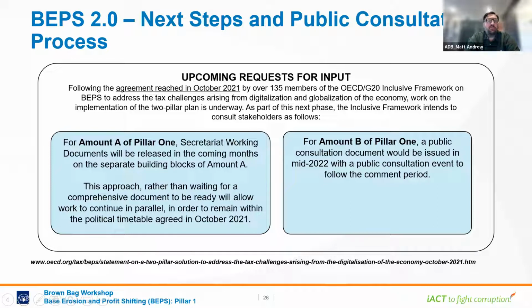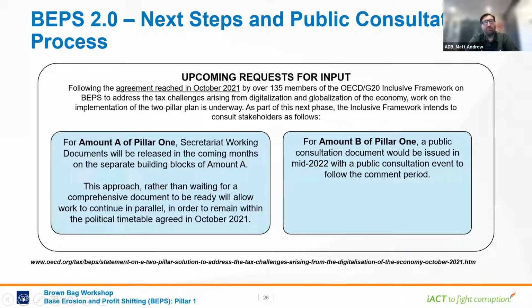As I mentioned also, the Amount B document is due to be released at the end of 2022. I haven't actually touched on Amount B simply because as yet, we really haven't had much update on Amount B, and we're looking forward to a public consultation on Amount B in mid-2022. We were hoping to receive some further guidance in relation to what the scope of Amount B, the types of marketing and distribution entities that could be within the scope of Amount B.